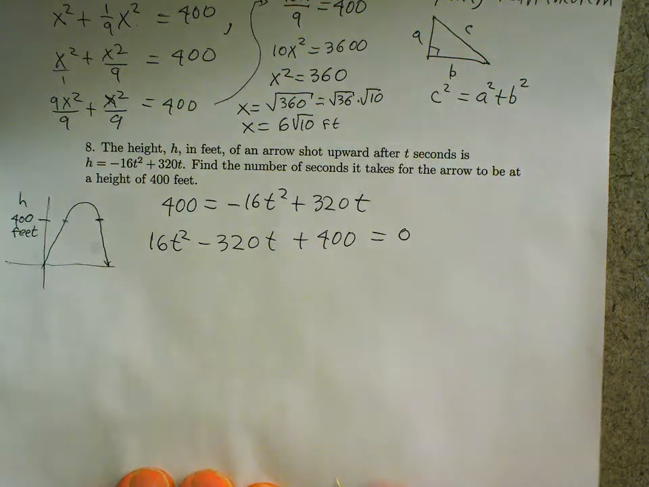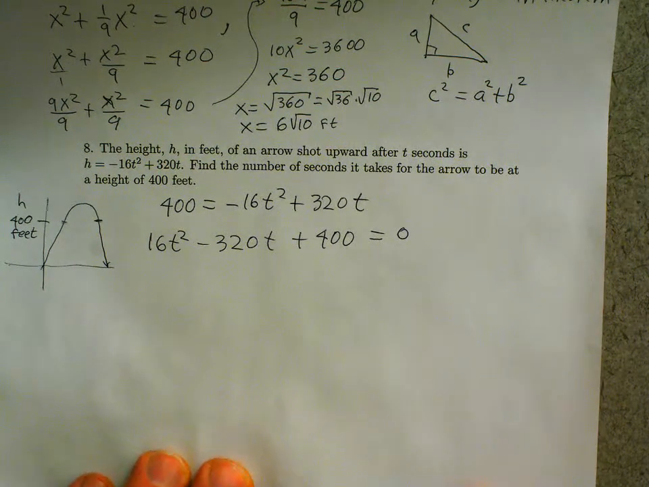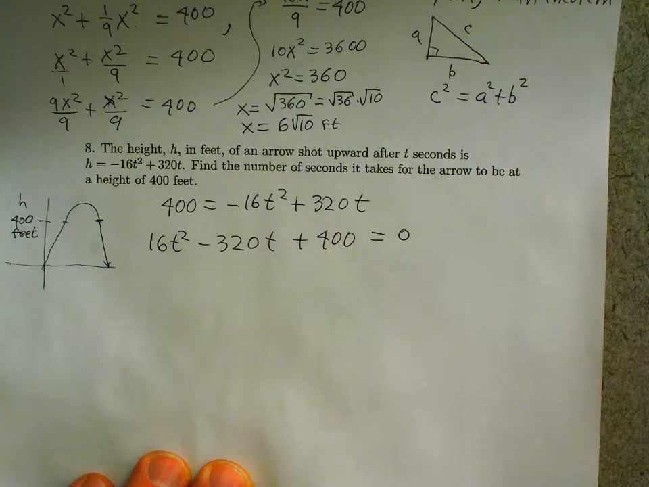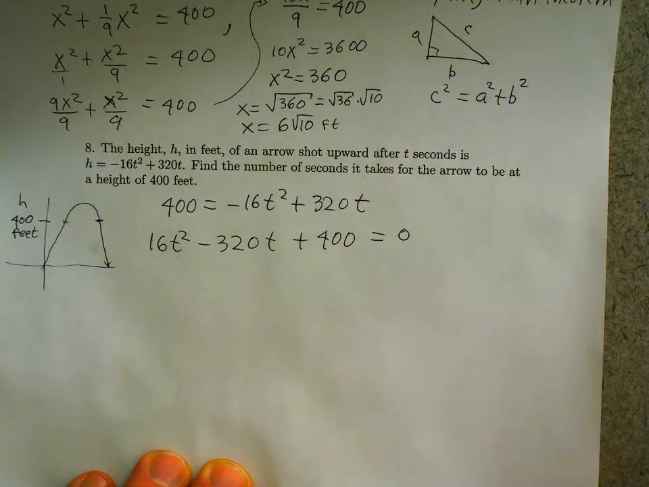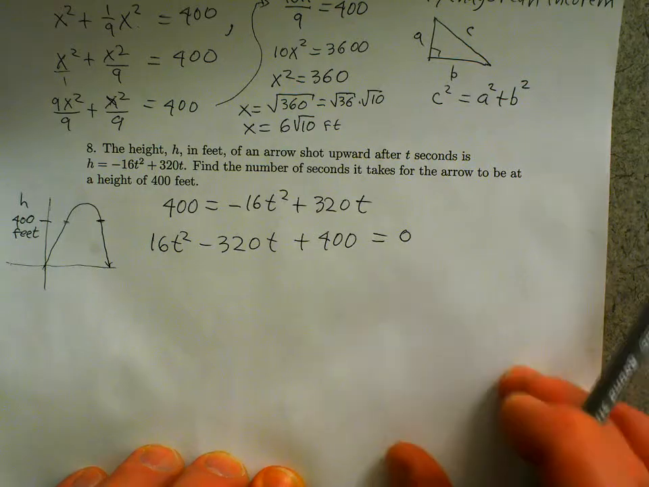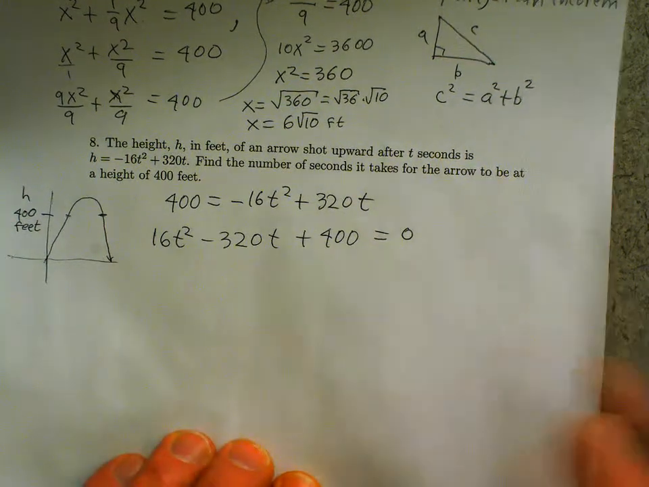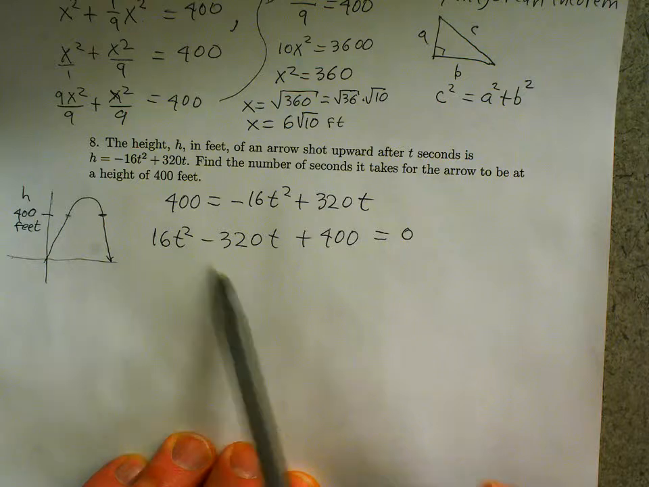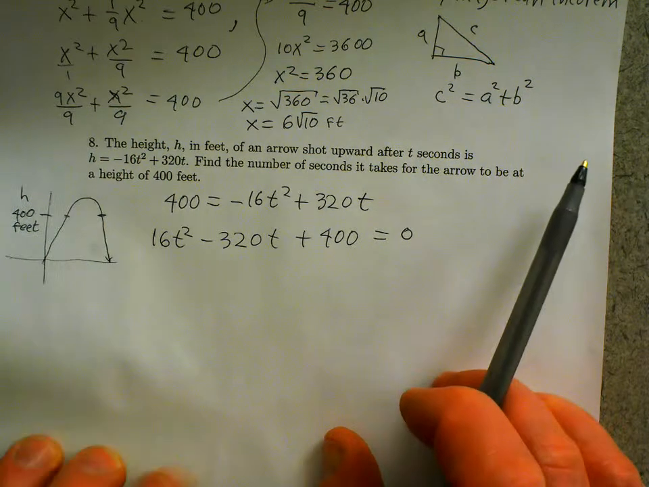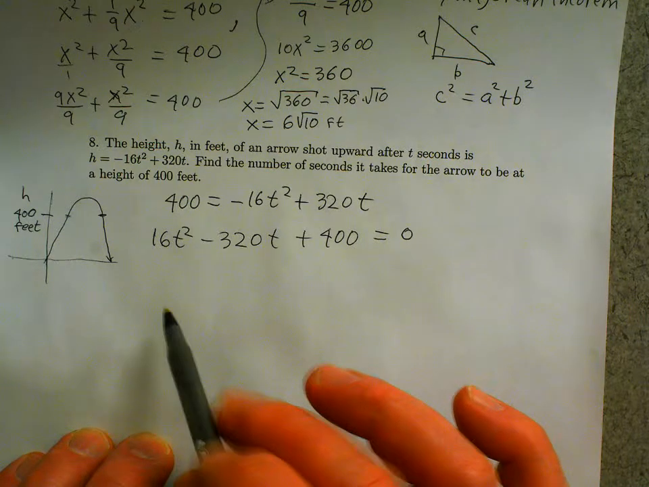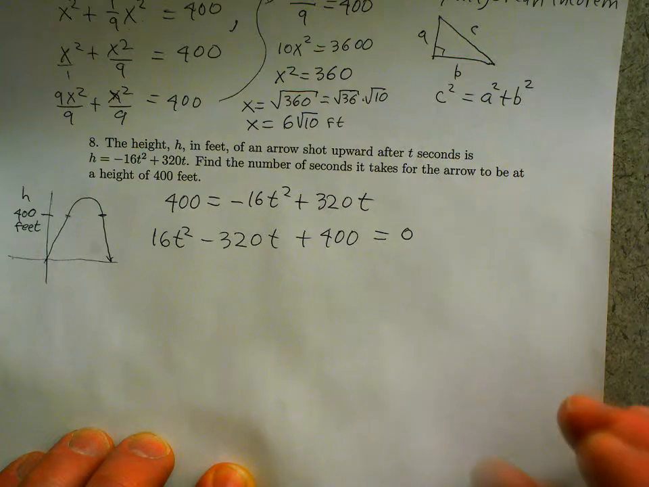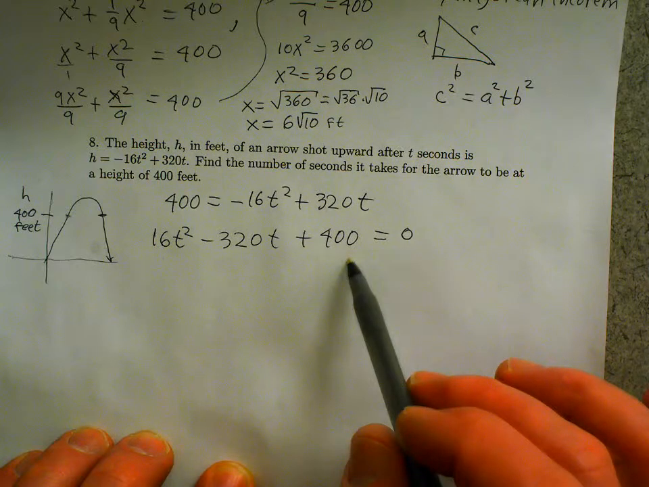Okay, now what? Divide by 16. Yeah, every one of those numbers is divisible by 16. So if we divide every term on both sides of the equation by 16, we'll get another equation, and the numbers will be smaller and consequently easier to work with. So divide every term on both sides by 16.